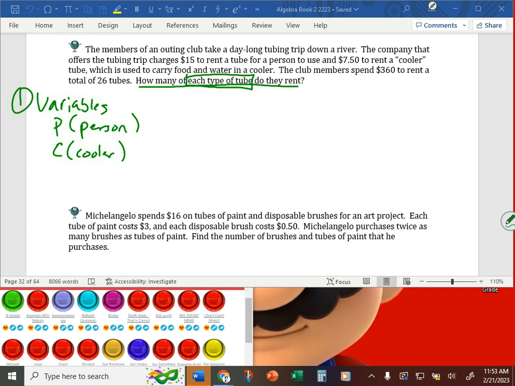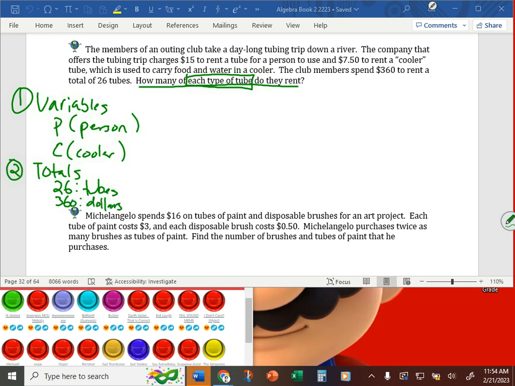Step two now is to identify totals. What are our equations going to equal? Again, if you read the question, you can usually pick out the word total, or you can see what the grand value is here. Yeah? 15. 15 is not a total. That's how much one type of tube costs. 26 is a total, right? And 26 refers to the number of tubes. Our other total, Liam? 360. And what unit is that?